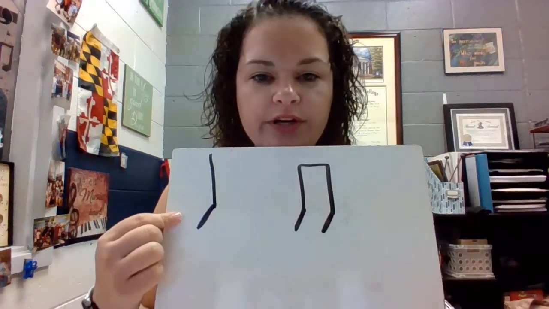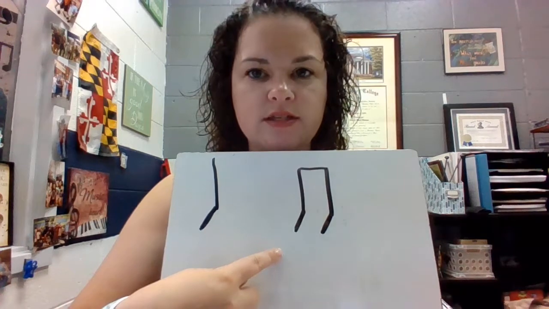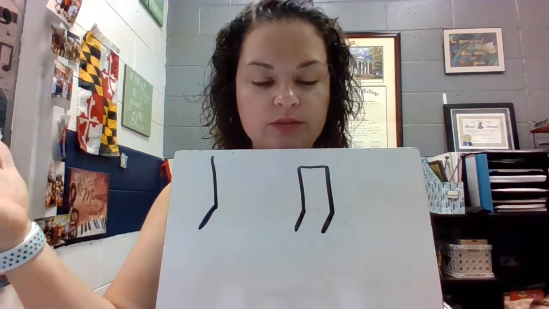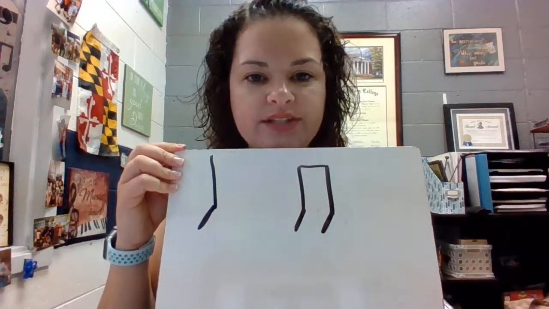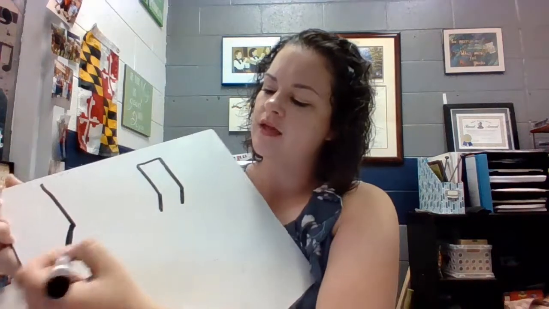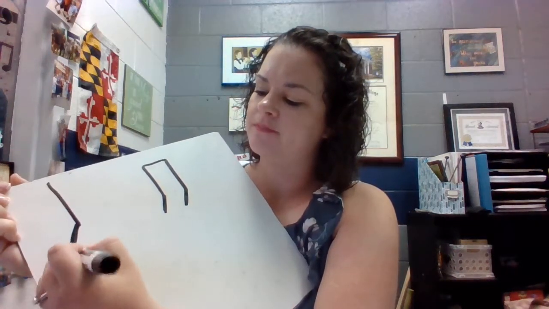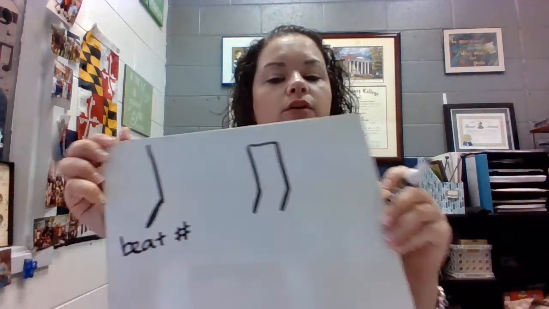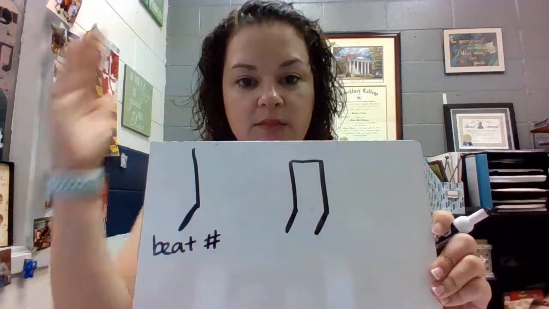Okay, so we're going to talk about rhythms today. There's lots of rhythms in music, but today you're only going to focus on these two, the quarter notes and the paired eighth notes. Now, what do we do with these? So every quarter note gets a beat number, in whatever order it comes in the measure.